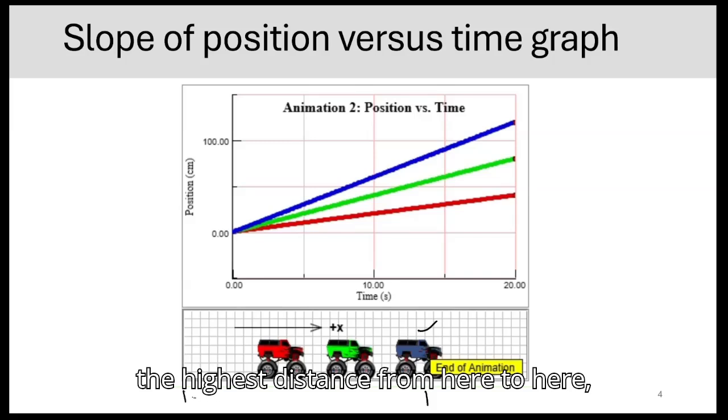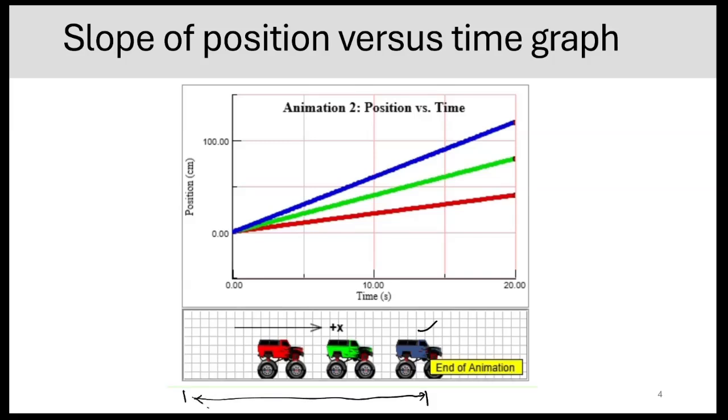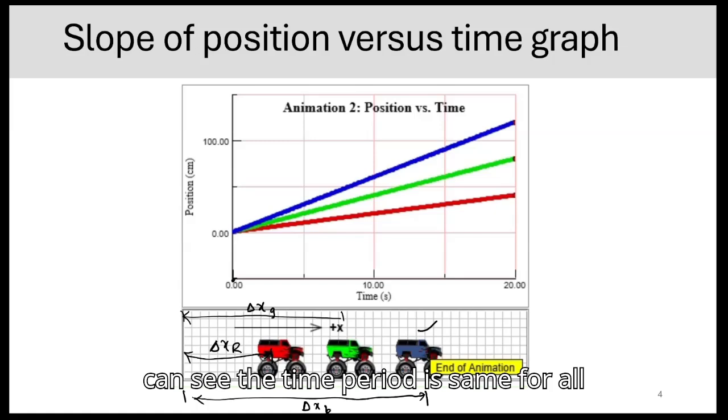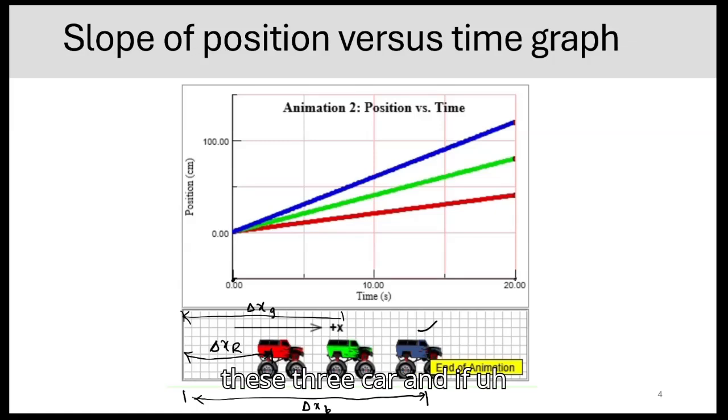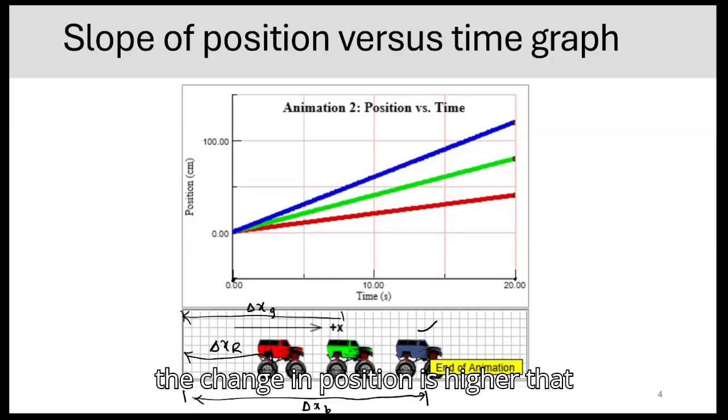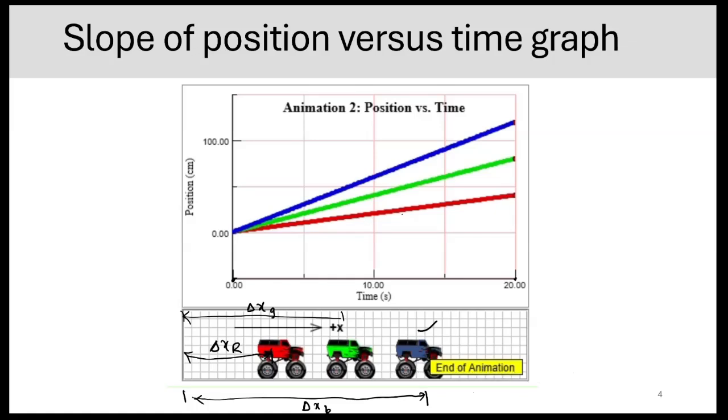And we can see that in the same time, the blue car with the highest velocity has covered the greatest distance from here to here. So delta x blue is higher than delta x green, and the lowest is delta x red. The time period is the same for all three cars, and if the change in position is higher, that means the slope is higher.